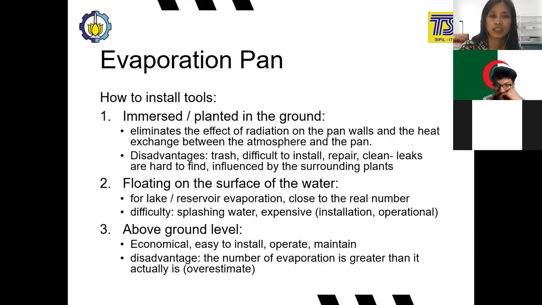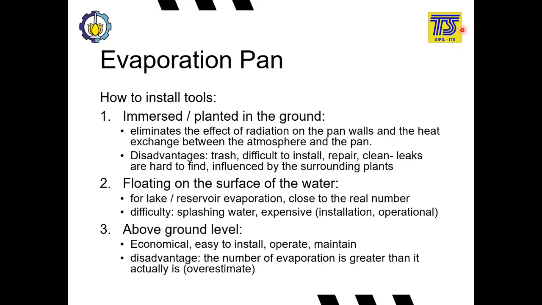Here, there are also disadvantages and difficulties of these ways of installing the evaporation pan. The first one, if you immerse or plant it in the ground, you can eliminate the effect of radiation on the pan walls, because the pan walls will be inside the ground, inside the soil, and the heat exchange between the atmosphere and the pan.